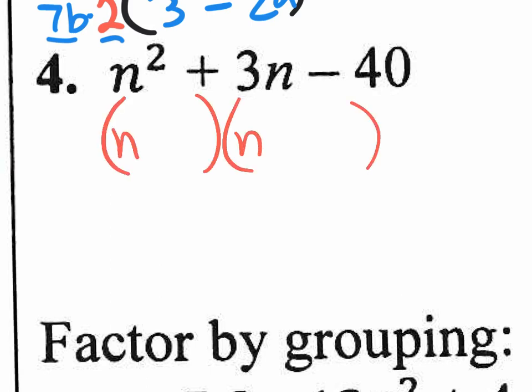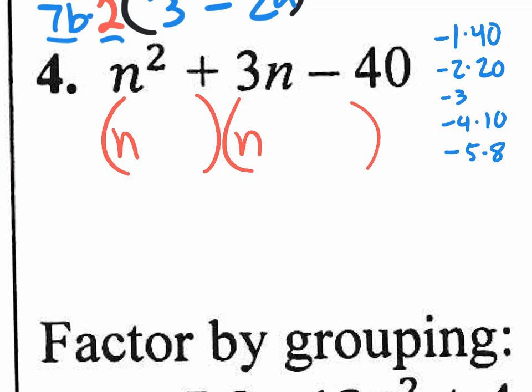Parenthesis, and right there, and right here. What times what is negative 40 that if you add together is positive 3? Make a list. Negative 1 times 40. Negative 2 times 20. Negative 3 doesn't work. Negative 4 times 10. Negative 5 times 8. That's about all the possible ways of getting it.